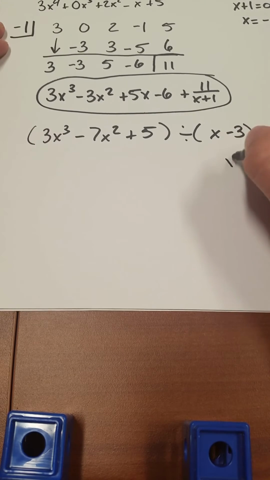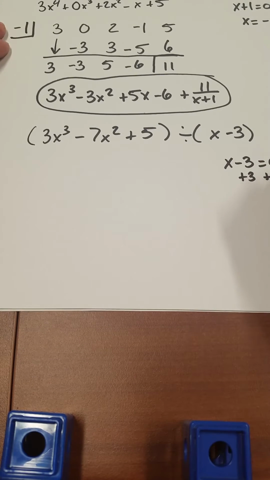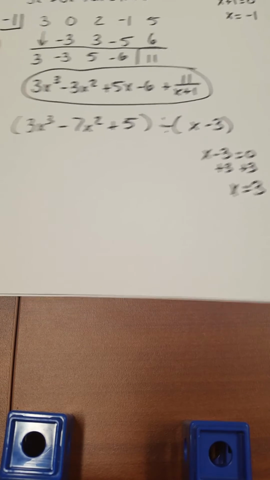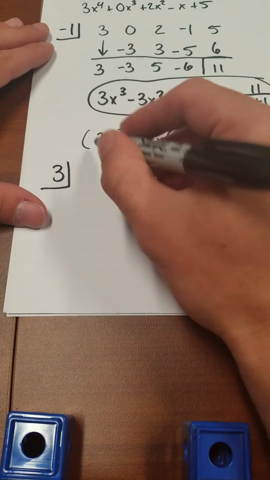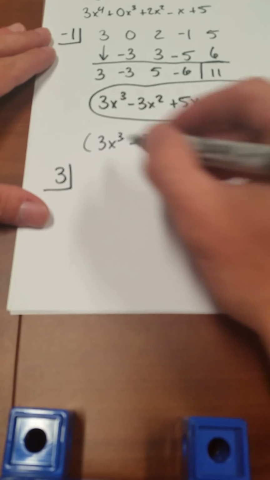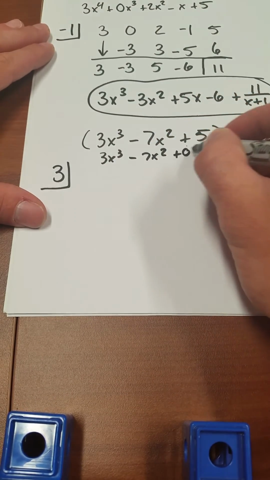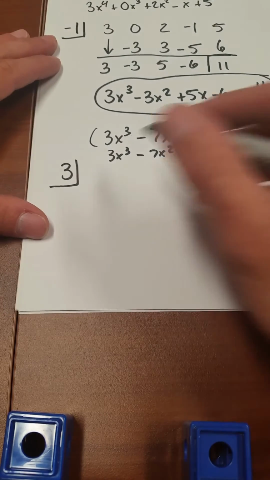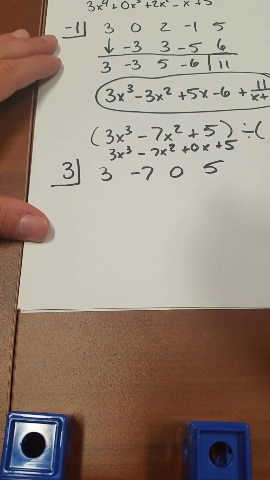All right, x minus 3 equals 0. Add 3. x equals 3. That's the number that goes in the box. So 3 goes in the box. Check for missing terms. x cubed, x squared, there is no x term, constant. So this is 3x cubed minus 7x squared, a 0x, and a 5. I hope you caught on to the fact that we're missing a term there. So we have 3, -7, 0, and 5.